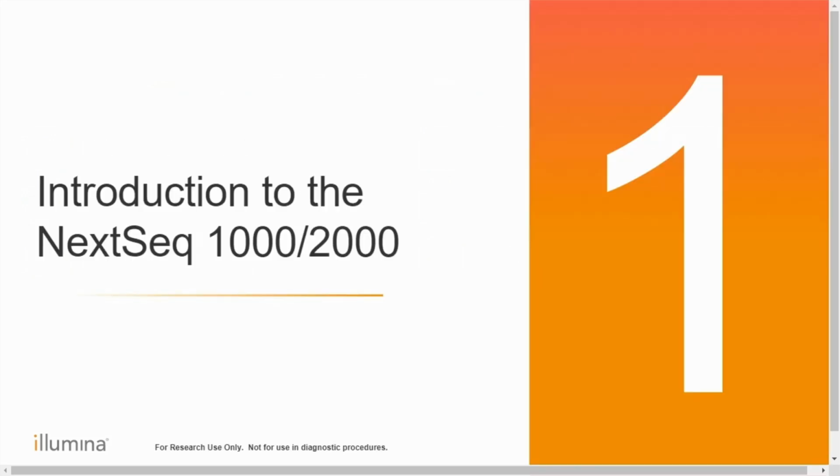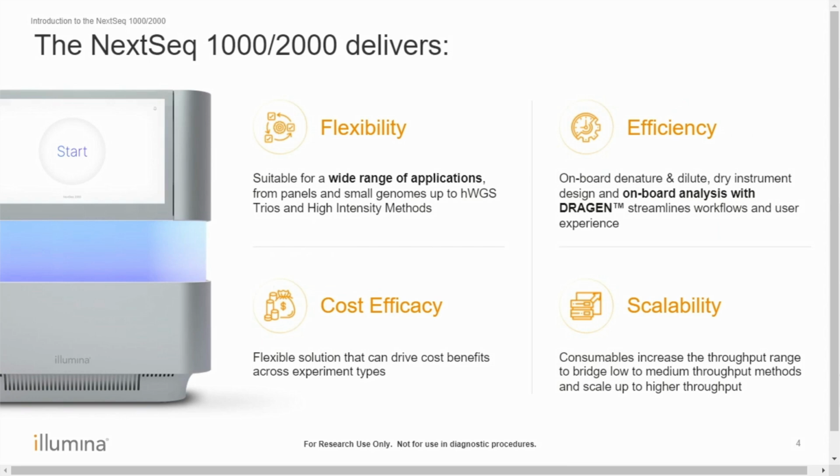Let's kick things off with an introduction to the NextSeq 1000 and 2000 systems. The NextSeq 1000 and 2000 systems are the latest sequencers released by Illumina and are the result of well over a decade of experience and innovation in genomics. We've listened to your feedback and redesigned the system from the ground up with 4 key tenets in mind. Flexibility, with the ability to run anything from panels and small genomes to trios of whole human genomes. Efficiency, where we've touched on every part of the workflow from reagent cartridge to the control software to onboard secondary analysis to make this one of the simplest sequencers to use yet.